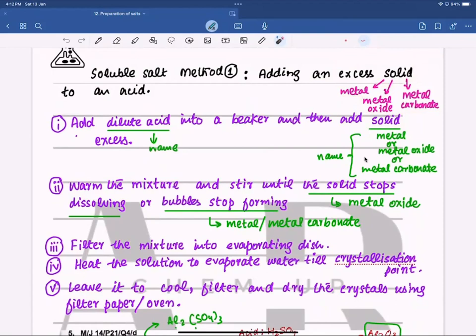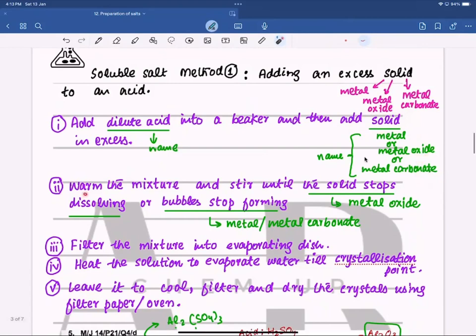So in step 1, we will add a dilute acid into a beaker and then add solid in excess. Basically, as I have underlined this dilute acid, we have to mention the name of the acid which we are going to use. In the same way, we name the solid which we are adding, for example, if we talk about magnesium, whether it's magnesium oxide or magnesium carbonate. Let's suppose it's zinc, so whether it's zinc metal, zinc oxide or zinc carbonate.